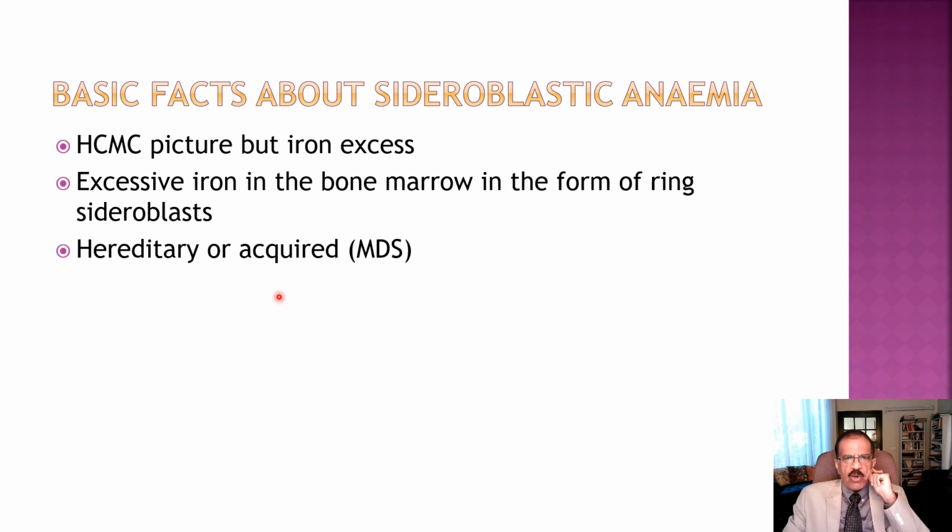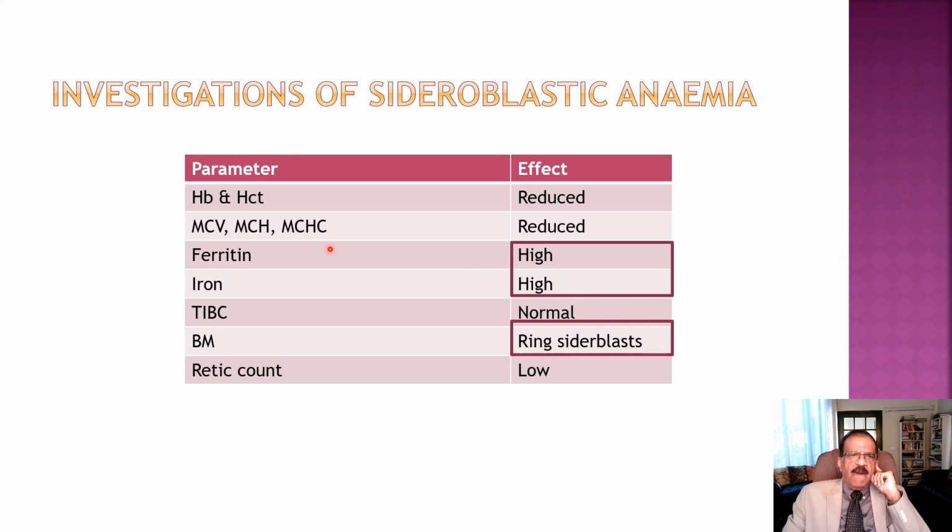It may be hereditary or acquired. If it is acquired, it would be a part of myelodysplastic syndrome. Both are potentially serious causes, and it is much more serious than simple iron deficiency anemia. If you go for the investigation, everything will be the same as we see in iron deficiency anemia, but you need to concentrate on these portions. Ferritin and iron level would be high because there is iron in the body, it is not being used. They would be high, and bone marrow will show ring sideroblasts. So in this case, of course, it would make no sense to prescribe iron. In fact, you will probably have to remove some iron from the body.